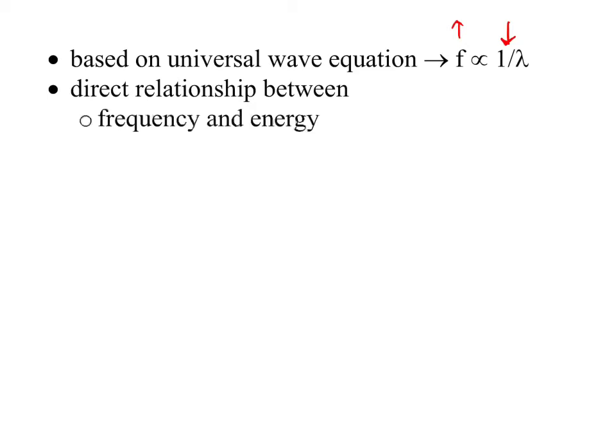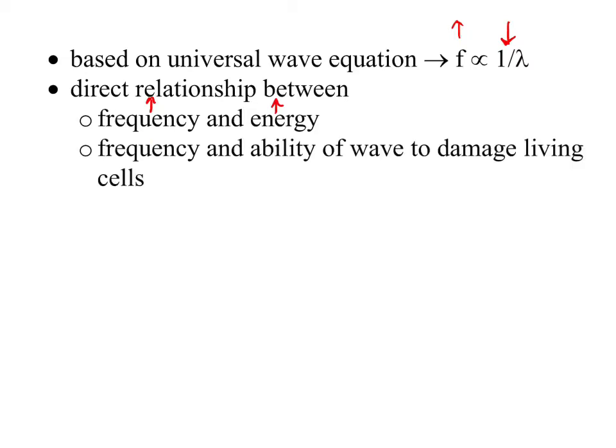So there is a direct relationship between frequency and energy. For example, if frequency goes up, energy goes up. If frequency goes down, energy goes down, okay? And because of this relationship, there's therefore a direct relationship between frequency and the ability of the wave to damage living cells. Doesn't that sound great? So basically, when electromagnetic radiation has a higher frequency, it's going to be more damaging.